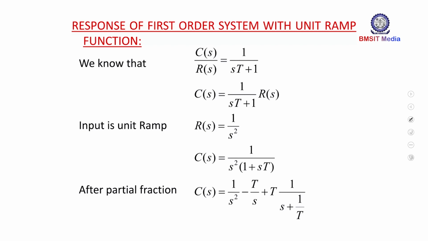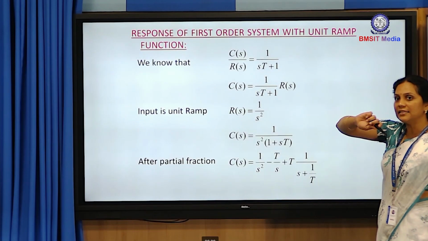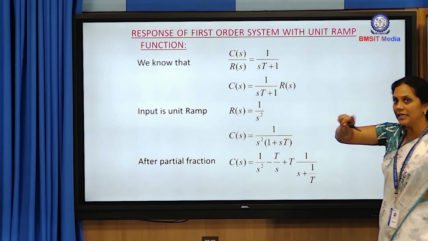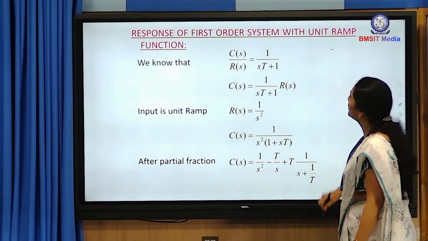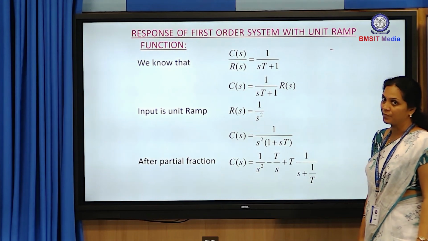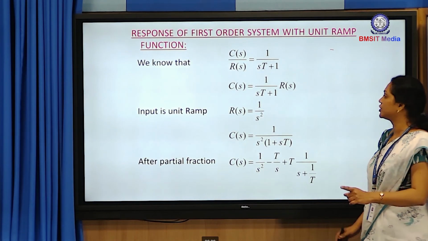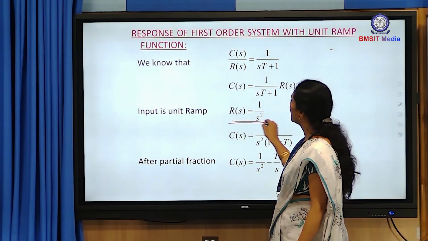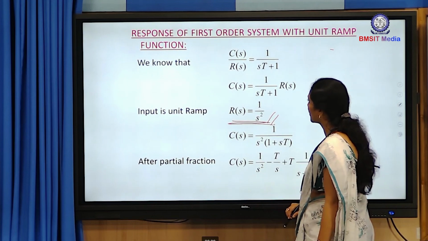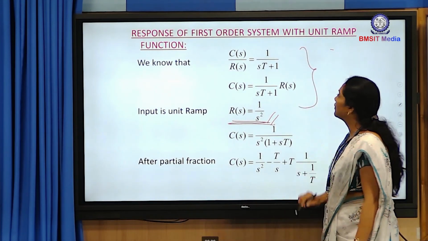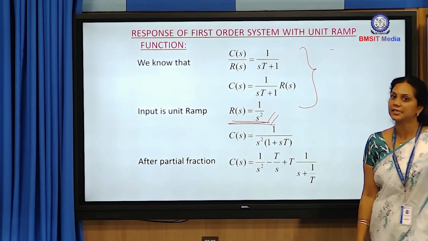Now what we are going to do is, previously I considered the input to be the unit step input. Now I am considering the input to be my unit ramp function. If I say unit ramp function, what is the substitution that I have to make for R(s)? For the R(s), I have to make the substitution as 1 divided by s square. Now until this, whatever we did in the previous derivation, it is the same.